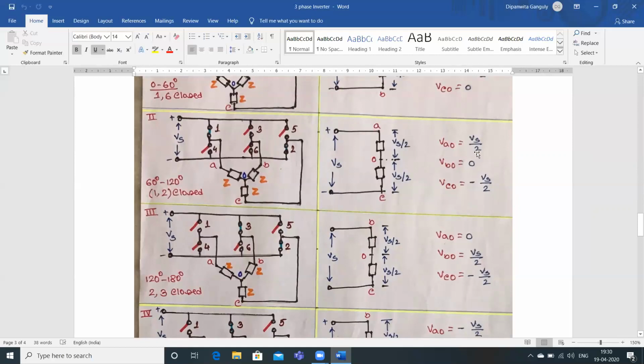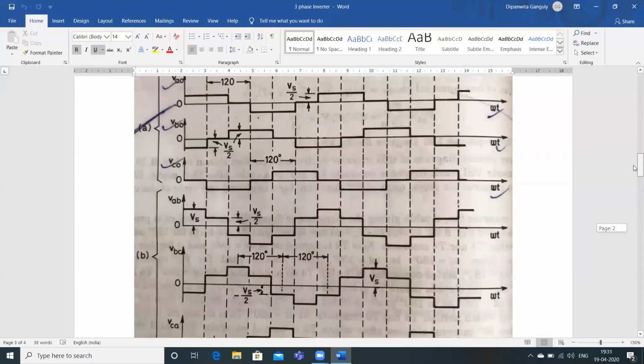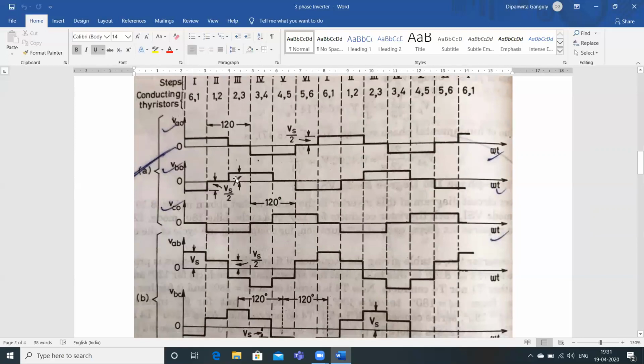So VAO is equal to plus Vs by 2 and VCO is minus Vs by 2. So we see here VAO is plus Vs by 2, VCO is minus Vs by 2 and VBO is equal to 0. Now in stage 3, thyristors 2 and 3 are on.